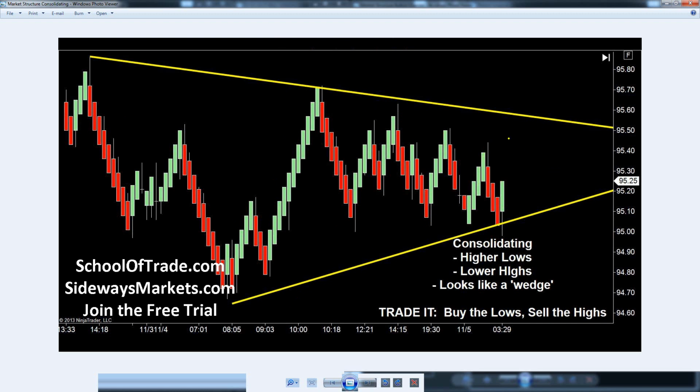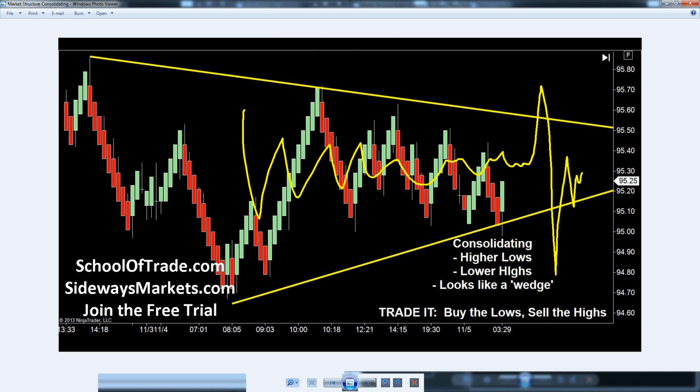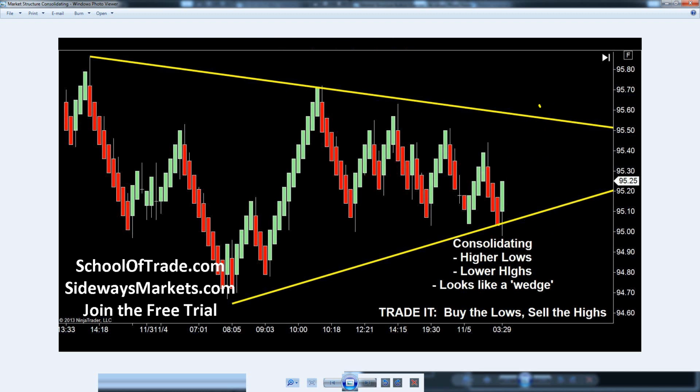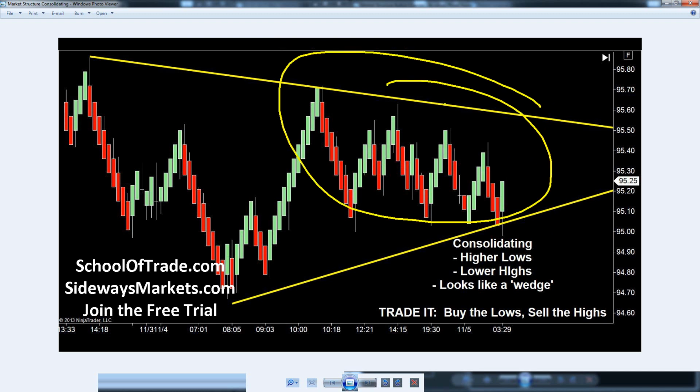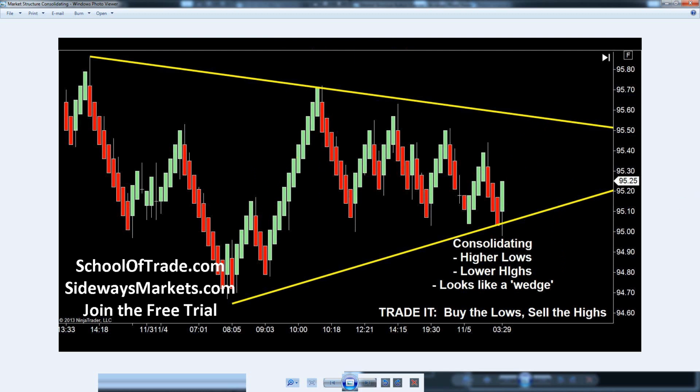Now, wedges can be a little bit more difficult in a sense because the tighter and tighter they get, the more likely you are to not sell the high, but to break through. So you have to use caution in those areas. But that's the biggest way to trade these types of wedges: selling the highs, buying the lows.